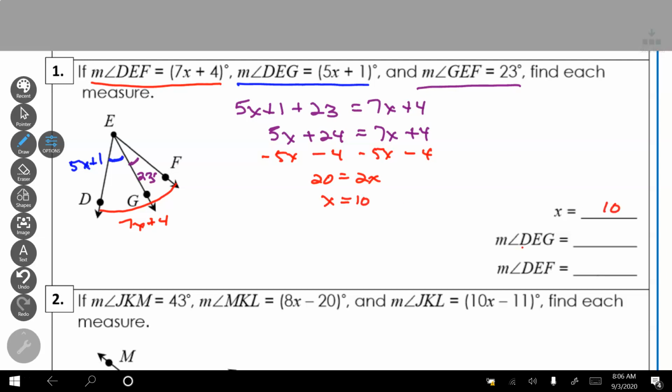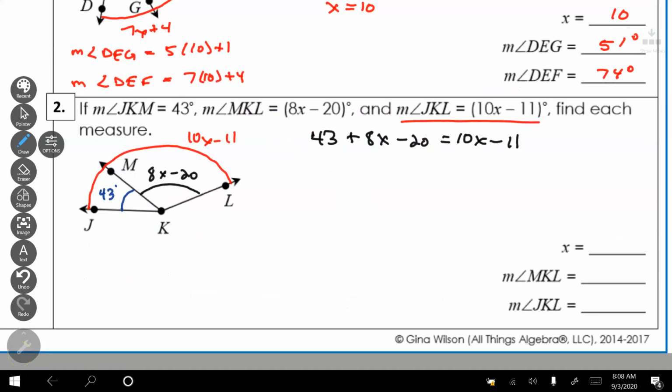And then I have DEG. Well, DEG is just 5 times 10 plus 1, which is 51 degrees. And the measure of DEF, which is the big angle, would be 7 times 10 plus 4, which is 74 degrees. And it better be 74 degrees because I have 51 degrees from before, and the smaller angle here in purple is 23, and that adds up to 74.